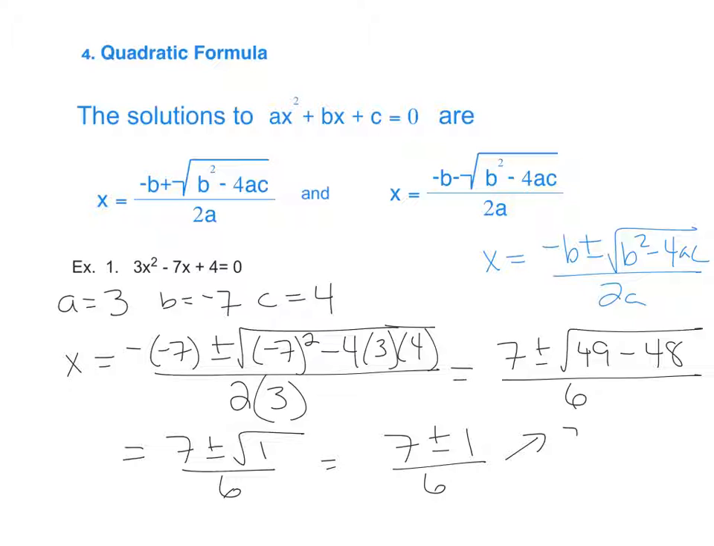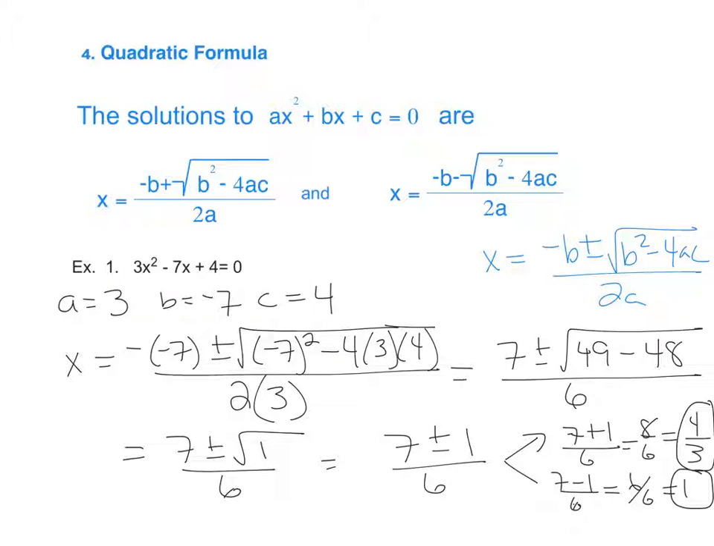So in one case I have 7 plus 1 divided by 6, which will be 8/6 or 4/3. And in the other case I'm going to have 7 minus 1 divided by 6, which is going to be 6/6, which ends up being just 1. So my two solutions are 4/3 and 1. What that means is that x can either equal 4/3 or it could equal 1.